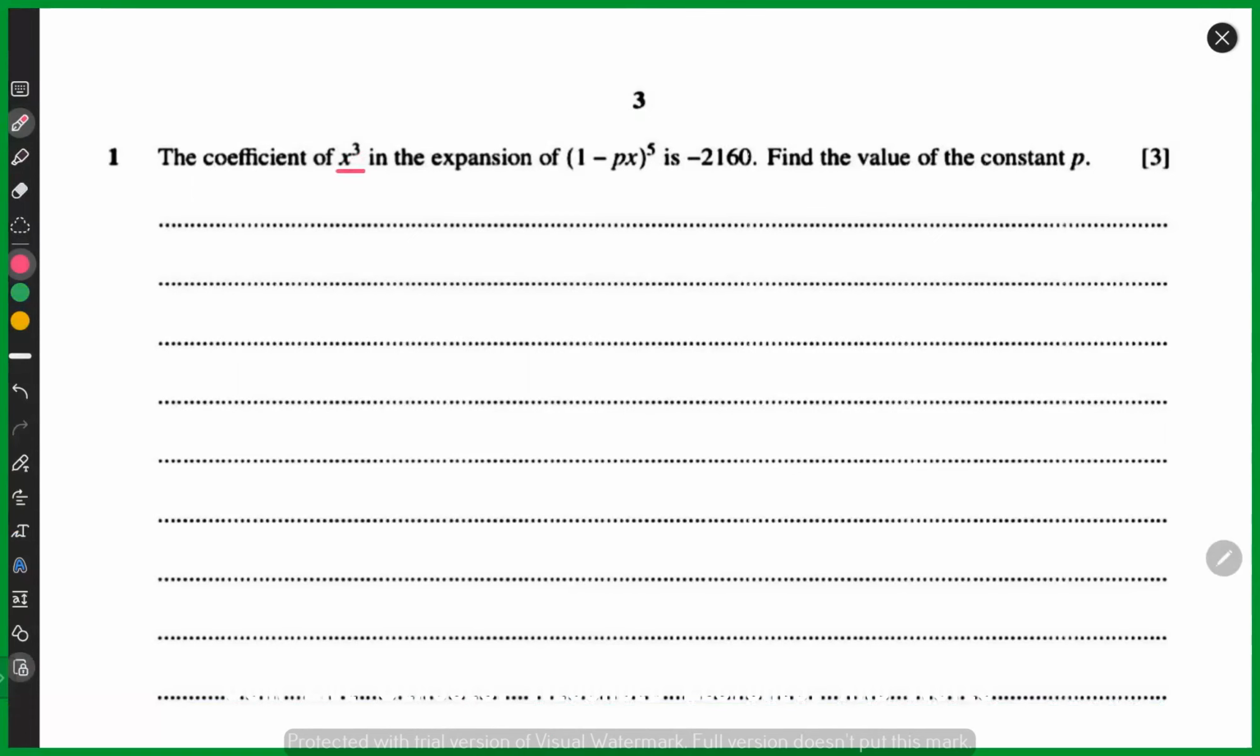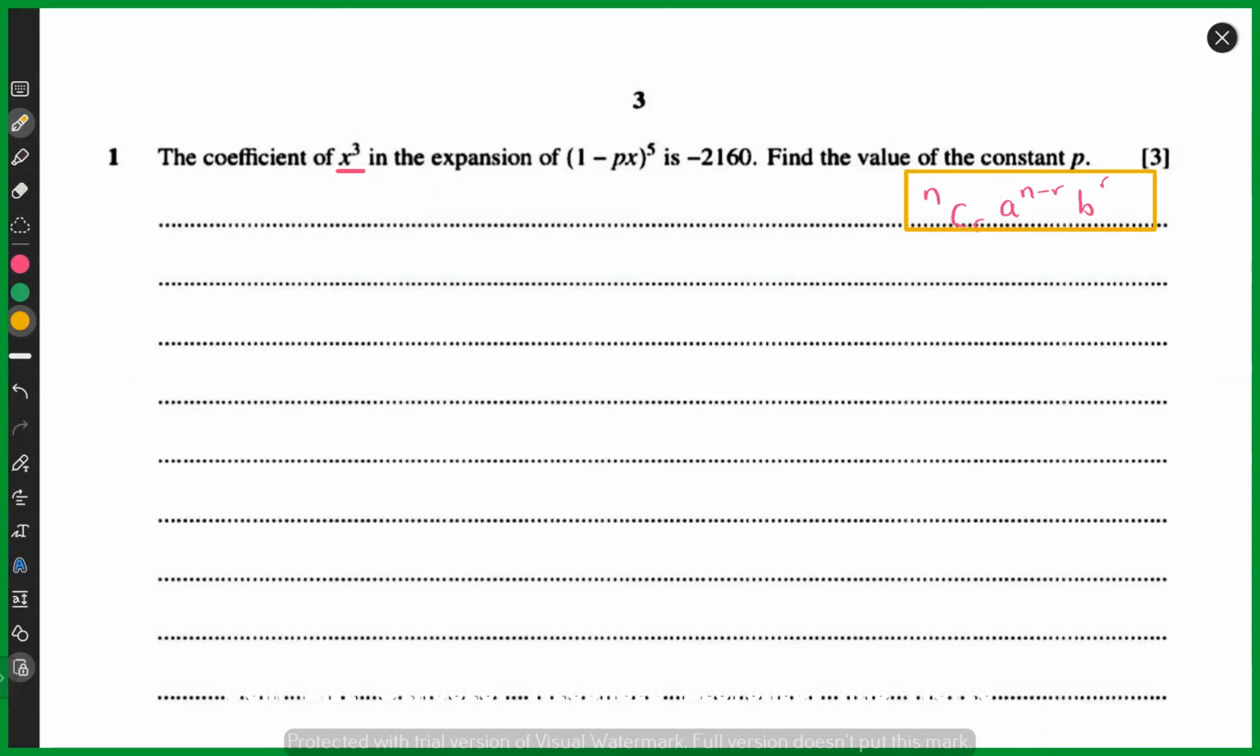Every time for this first question, we have this one formula that you need to use to solve all different types of questions. And the formula is nCr a power n minus r, b power r. This is the formula which we need to use. Now, how exactly do we use this formula? This is what we need to understand.